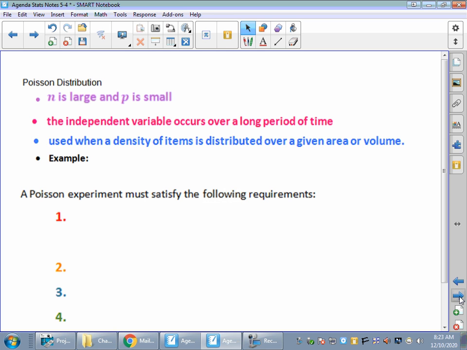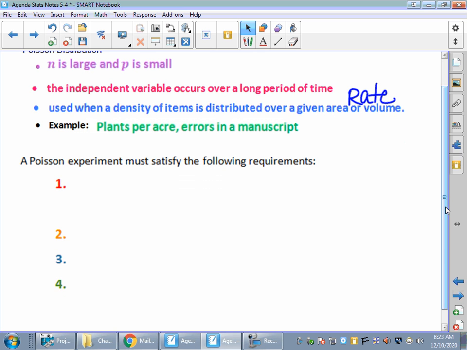So it's used when your density of items is distributed over a given area or volume. I'm going to put rate on here. So for example, couple examples that came around. If we're looking at farming or something like that, the number of plants per acre. We've got ourselves a pretty large sample size. Errors in a manuscript, right? Manuscript is very large. We can pick things out over that.